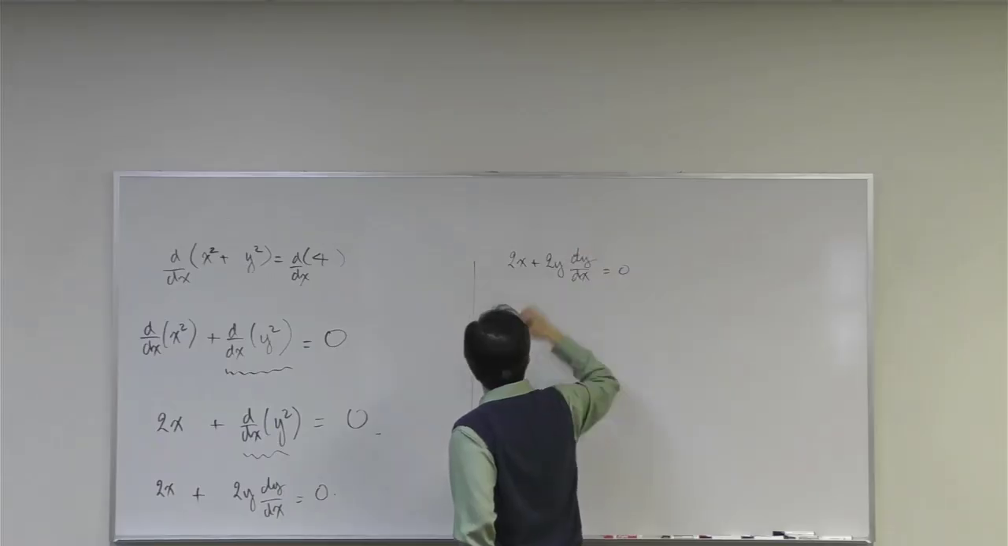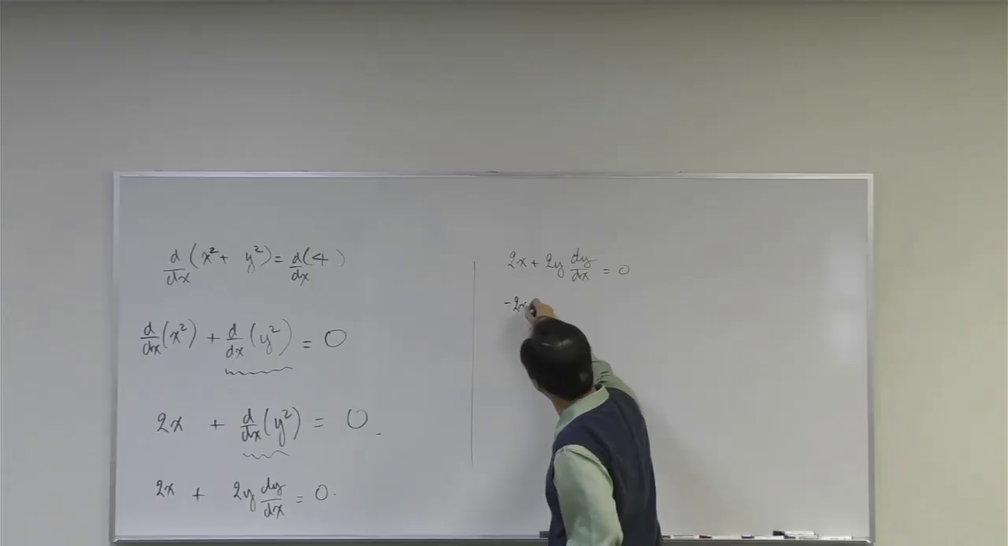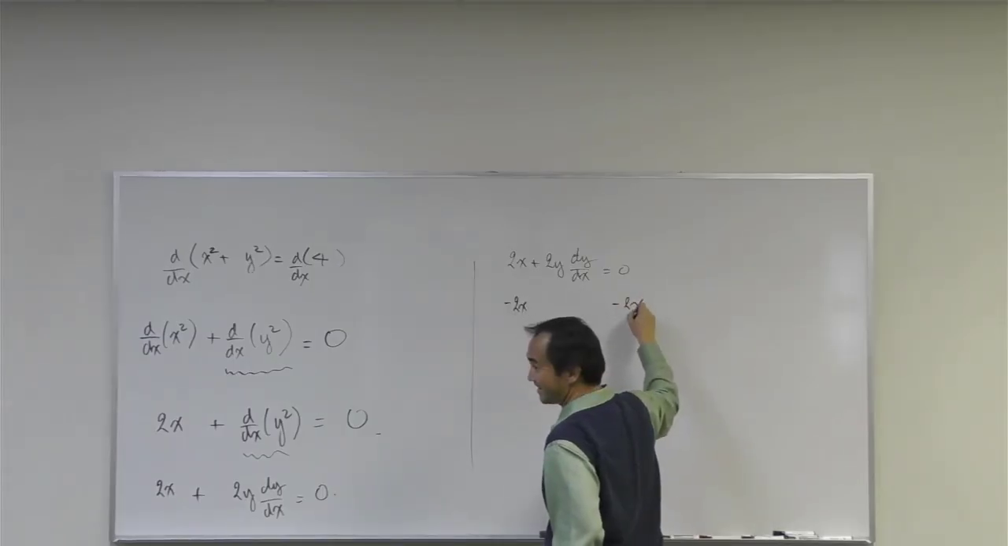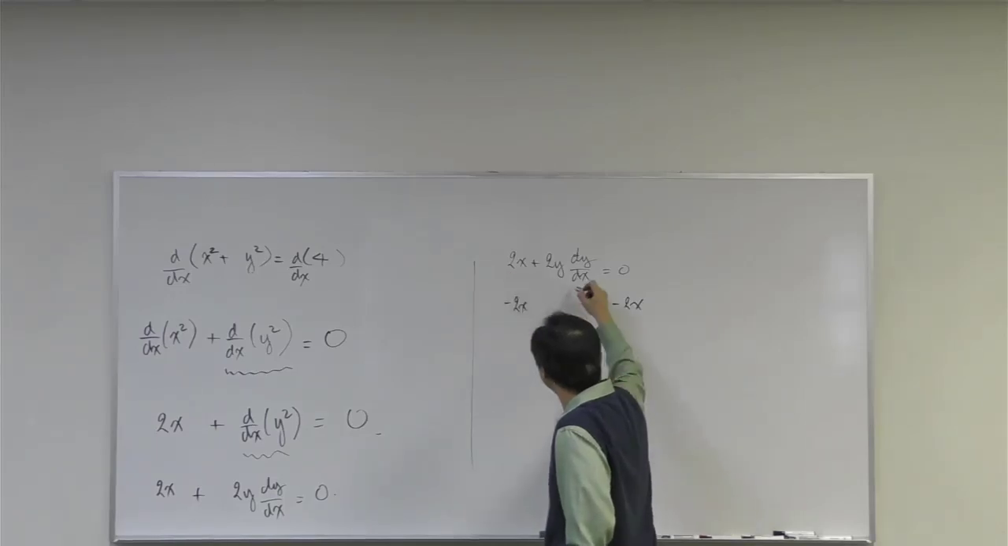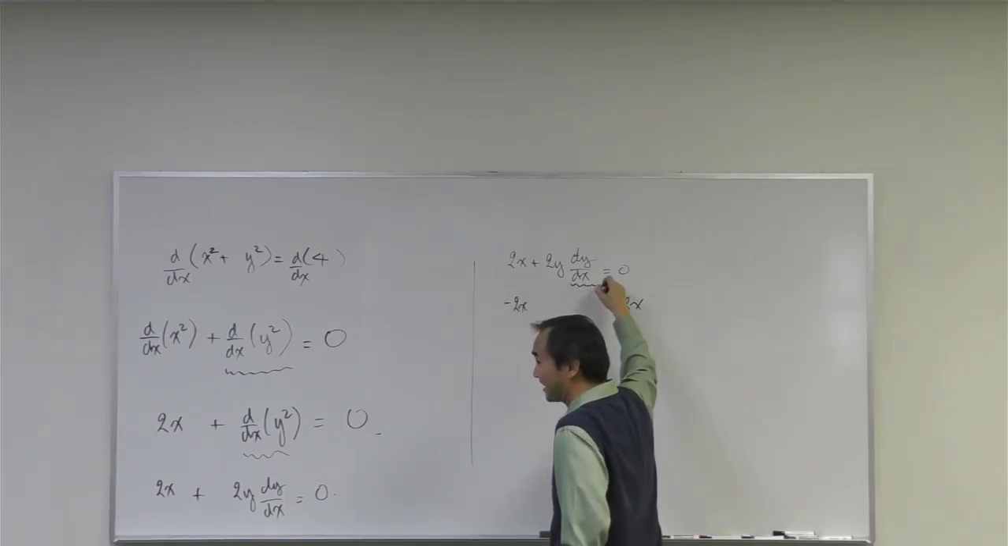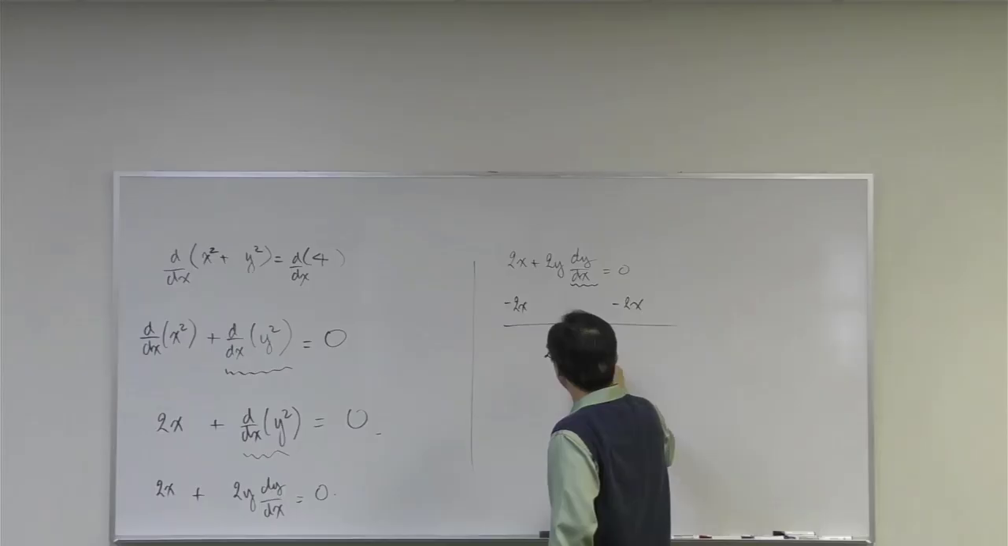Right? 2x plus 2y times dy/dx equals 0. I can subtract 2x from both sides, can I? It's an equation, right? This is a variable, that's another variable as well. See what I'm saying now? So I'm subtracting 2x from both sides, and I end up with 2y times dy/dx equals minus 2x. You guys will be there still?